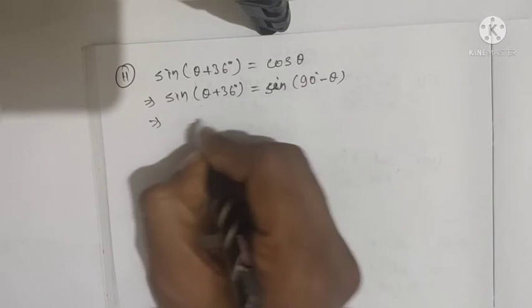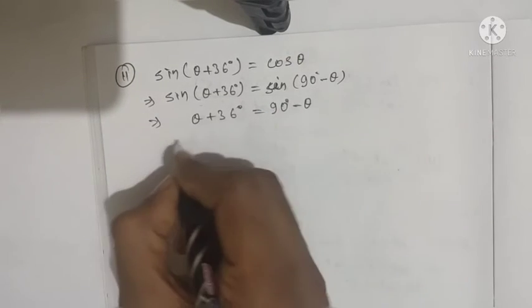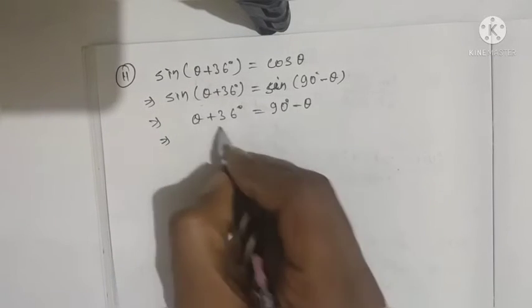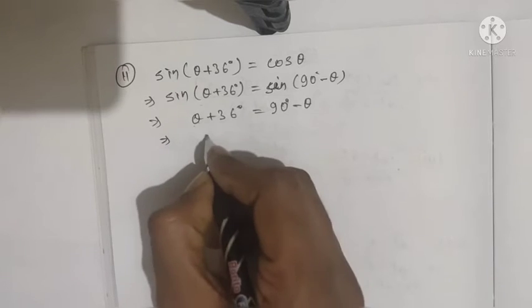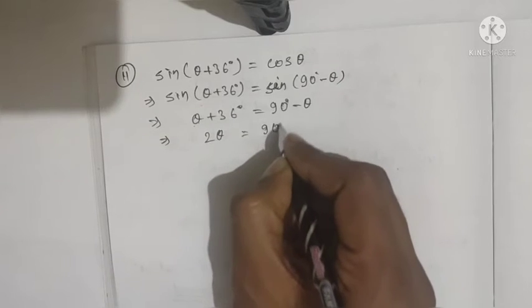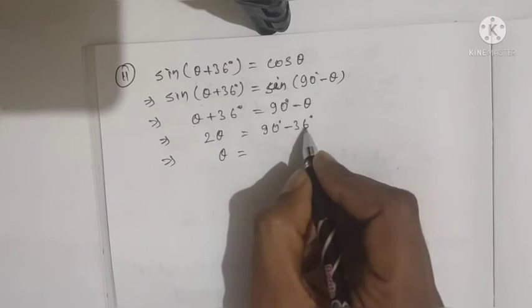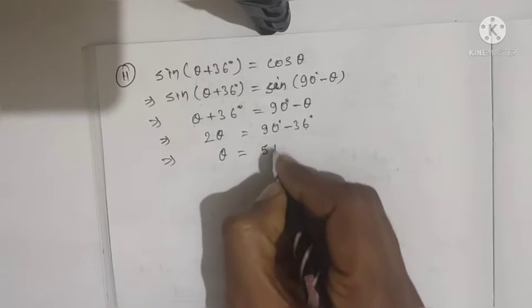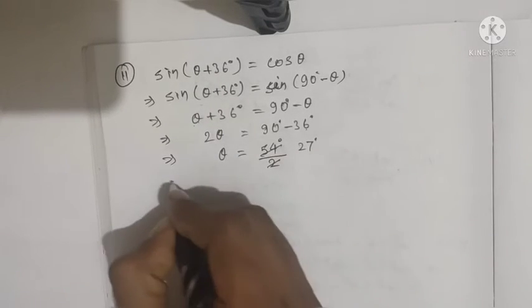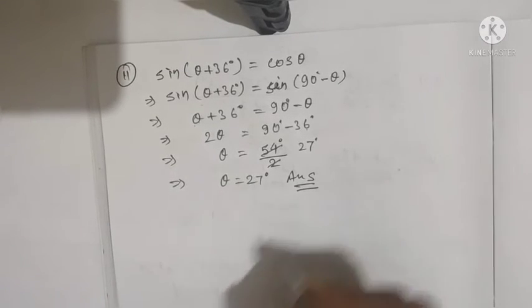That implies by comparing this, theta plus 36 degree should be equal to 90 degree minus theta. Hence minus theta becomes plus theta when we take it from the right side of the equal sign to the left side. Then theta plus theta becomes 2 theta, and 90 degree plus 36, when we take it to the right side, will be minus 36 degree. That implies theta will be equal to 90 minus 36 degree, which is 54 degree, by 2 means 27 degree. That implies theta is equal to 27 degree. Simple. This is your answer. Too easy, right?